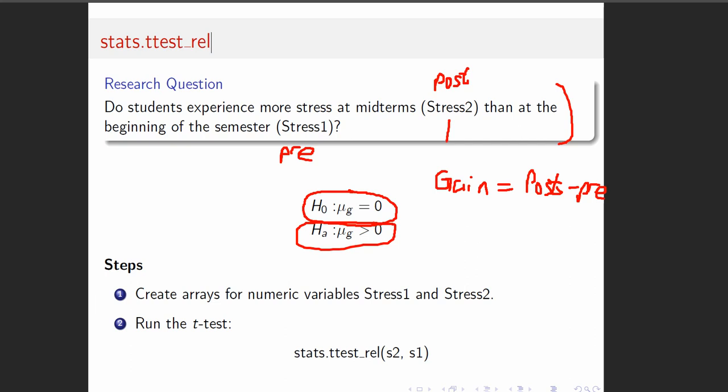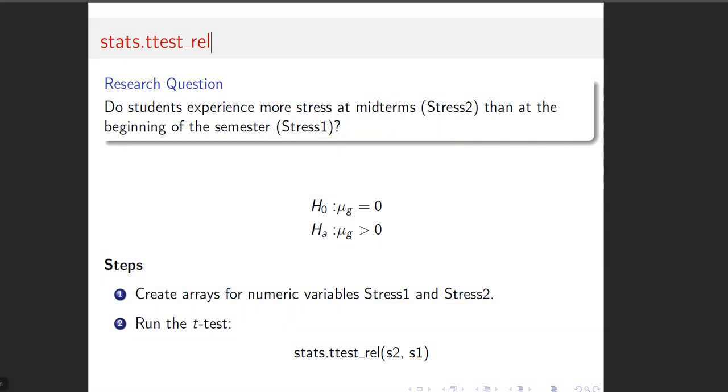Well, we expect the stress 2 to be higher. Why? Because it was taken at midterms. We think that there is academic stress that's making people more stressed out than they were during the second week of the semester. Okay, and the key thing is we have to make these arrays. That's another key. We have to put in arrays. So I'm going to create S2 for stress 2 and S1 for stress 1.